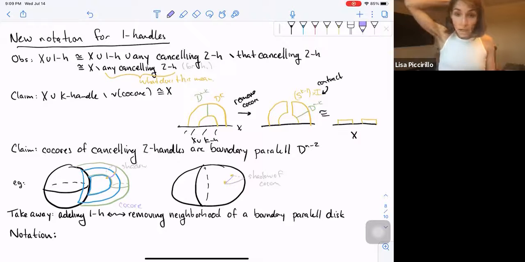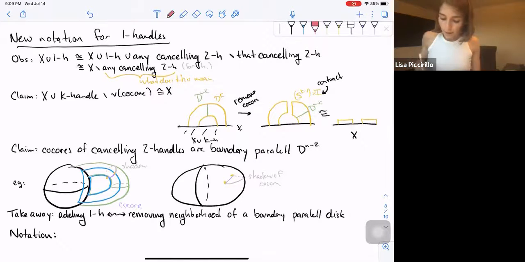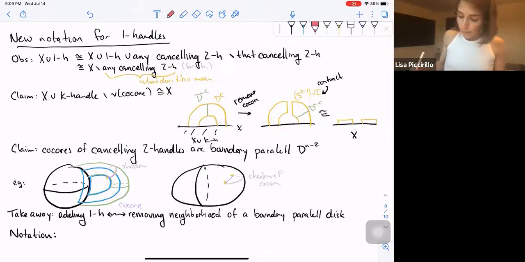Okay. I drew these shadow disks for a reason. I want to make one observation here, which is that if I had some additional handles that were trying to run over this one handle, then they would hit the shadow of the co-core. And we'll use that in just a second.